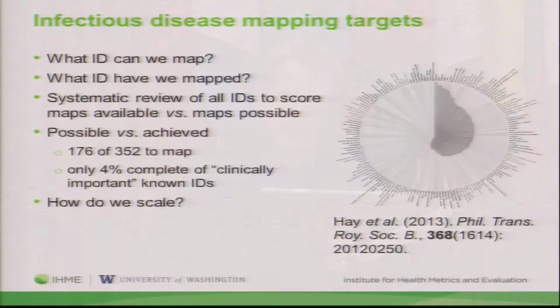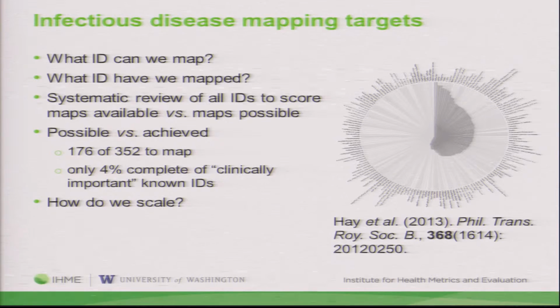So what we'll move on to now is a review that we did of those 350 diseases and said, on those 4 criteria that I just showed you, is there a public health rationale, is it spatially variable, do we know its life history, etc. Of those diseases that we think it would be possible to map, which turned out to be 176 of that 352, what have we actually done?